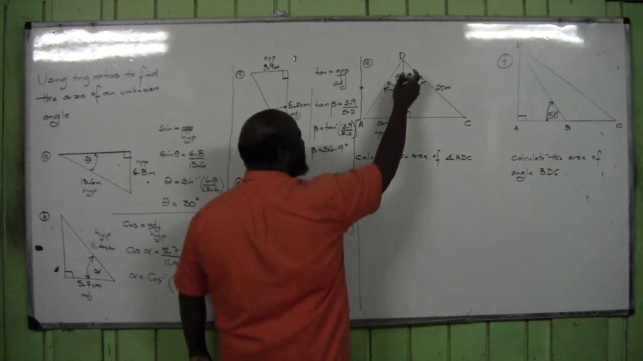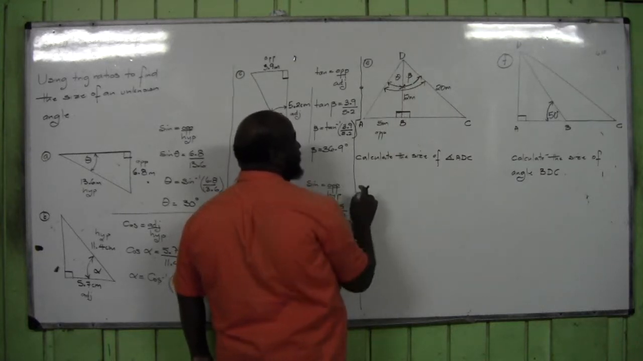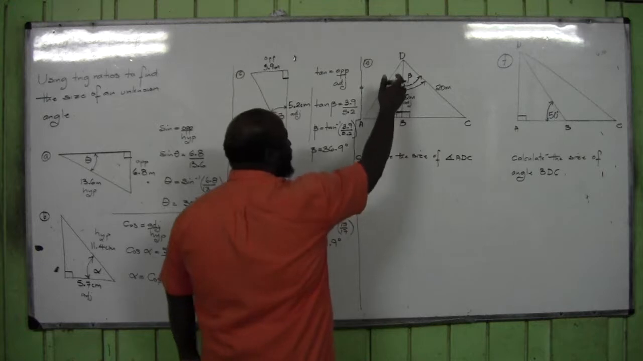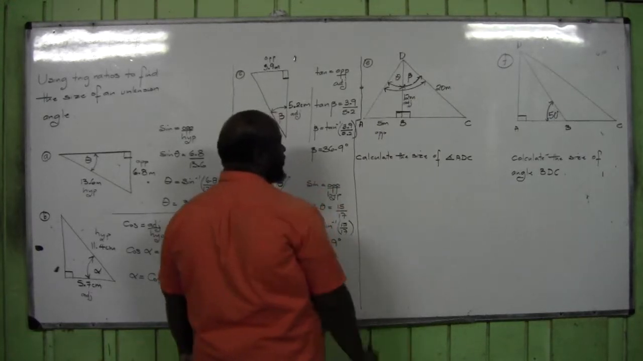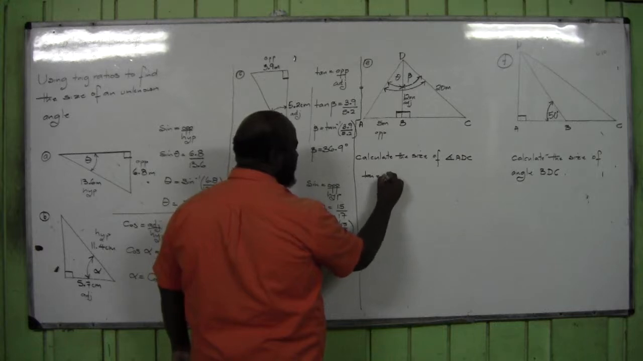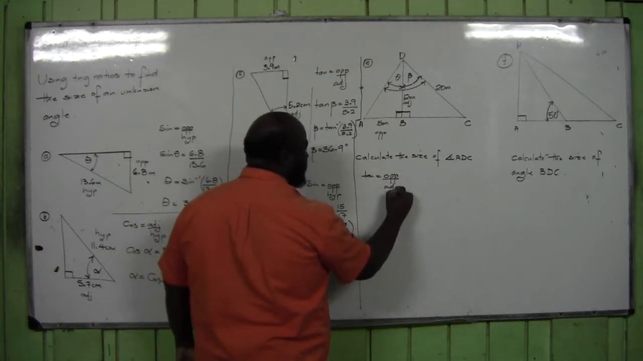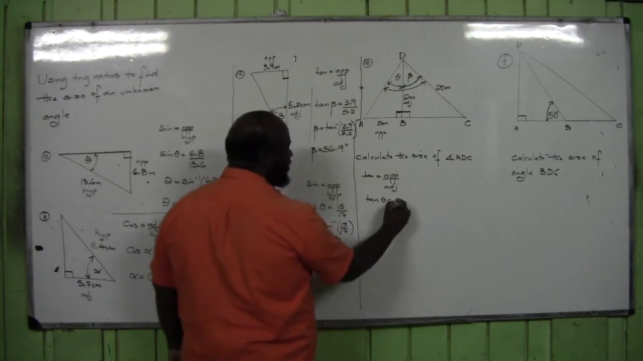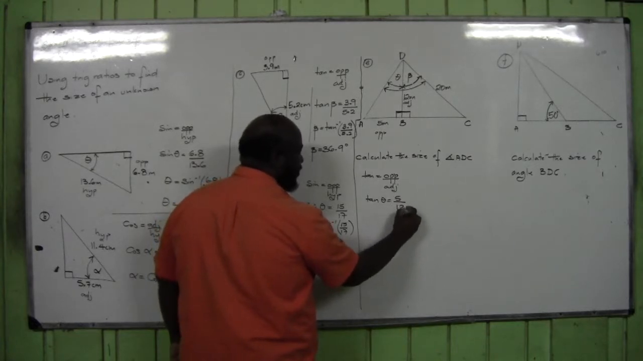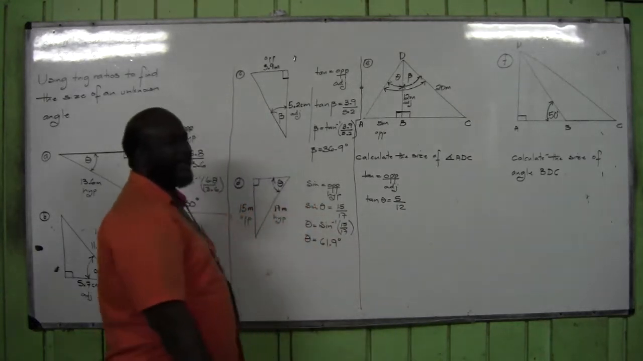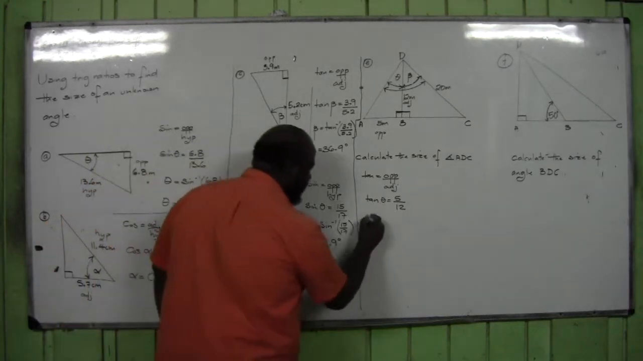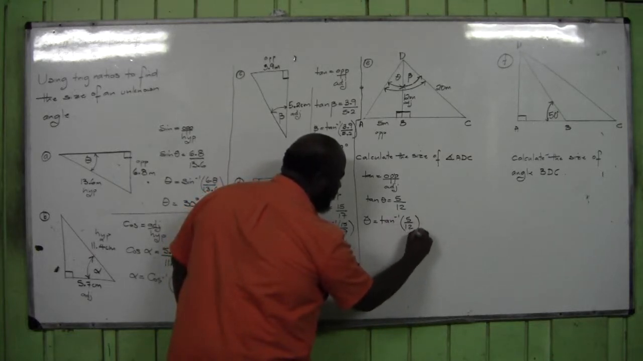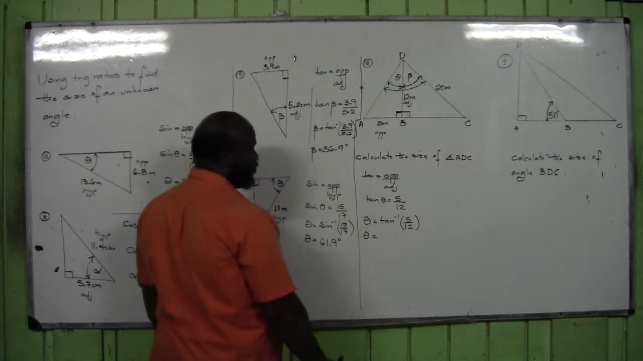What is this side to the angle theta? Opposite. What is this side to the angle theta? Adjacent. Then I ask myself, which ratio includes opposite and adjacent? Tan. Tan is equal to opposite over adjacent. Then the tangent of theta is equal to opposite 5 over adjacent 12. If I know the tangent of an angle, to find the angle I must use tan inverse. Theta is equal to tan inverse 5 over 12.